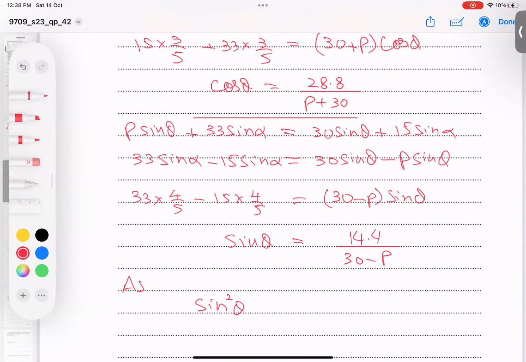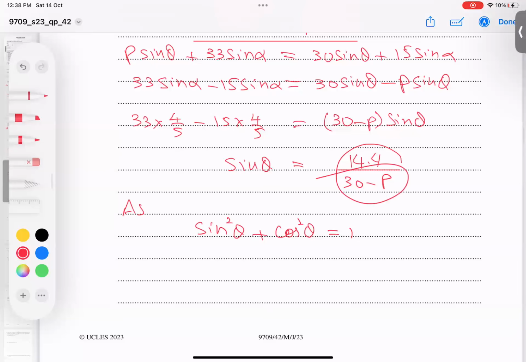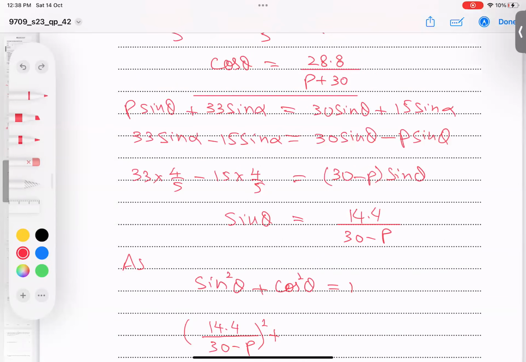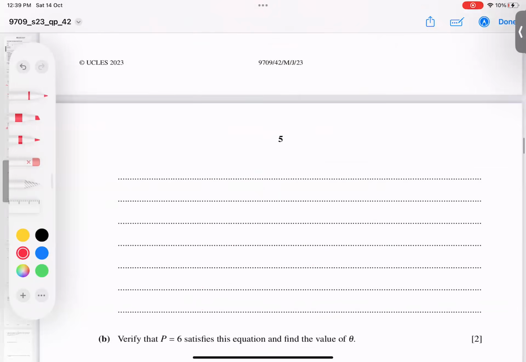So sine squared theta plus cos squared theta is equal to 1. So this value will come here. It will look like this: 14.4 over (30 minus p) to the power 2. And the second value will come from here, that is 28.8 over (p plus 30) to the power 2, is equal to 1. So proved. So we have done it. So let's go for part number 2.